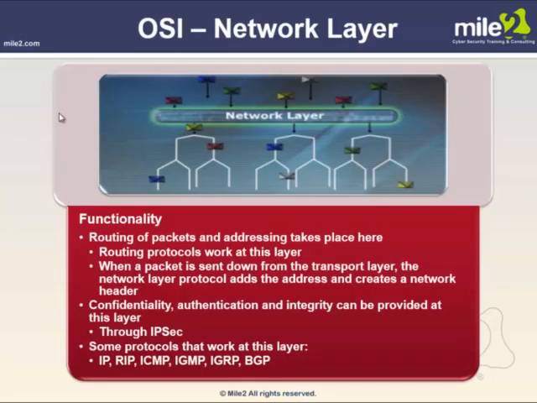Next up is the network layer. This is where your routing takes place. So the routing of the packets and addressing takes place here. Routing protocols generally will work at this layer. When a packet is sent down from the transport layer, the network layer protocol adds the address to create a network header. Confidentiality, authentication, and integrity can also be provided at this layer. This, however, is done through the use of IPsec, your Internet Protocol Security. Some of the protocols that work at this layer, again, are going to be some of your routing protocols here, which is IP, RIP, ICMP, IGMP for your Internet Group Management Protocol, IGRP, and BGP.